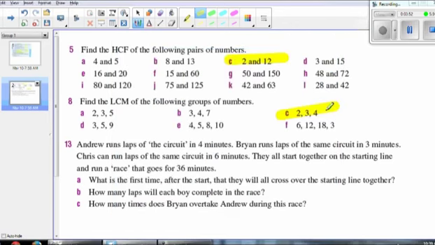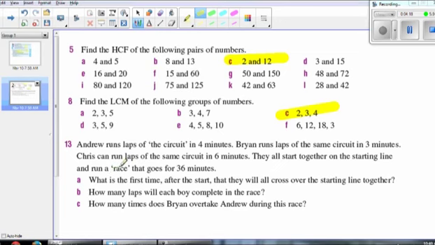Okay, let's do a problem-solving question. So Andrew runs laps of the circuit in 4 minutes. Brian runs laps of the same circuit in 3 minutes, and Chris runs the laps of the same circuit in 6 minutes. They all start together on the starting line, and the race goes for 36 minutes. So question 8. What is the first time after the start that they will all cross over the line together?